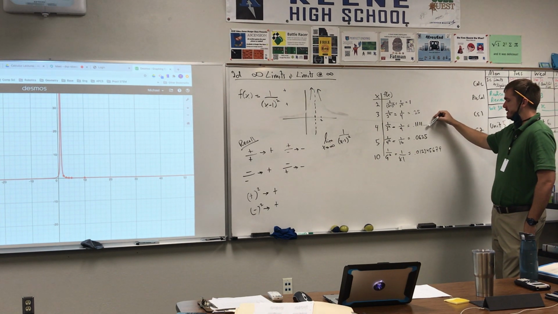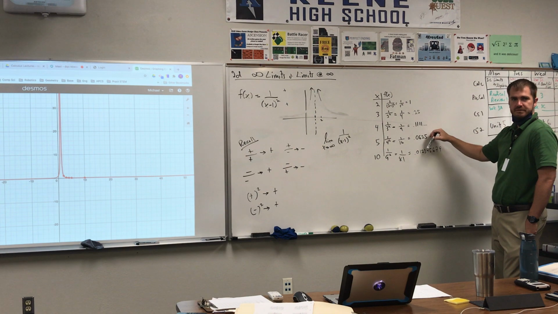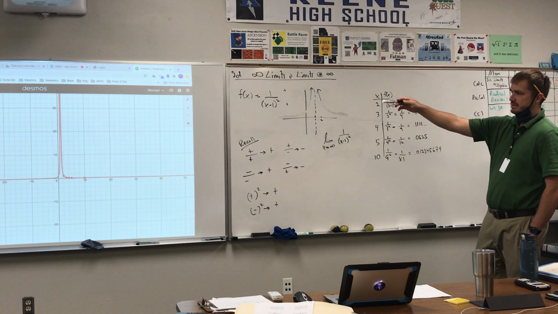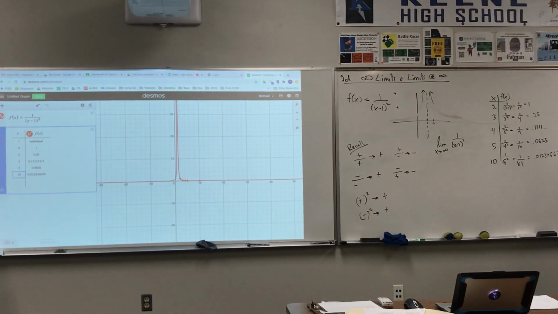Getting smaller and smaller. Getting closer to zero. Definitely seem like they're approaching 0, right? In fact, if we look at the graph, yeah, it's definitely approaching 0. Okay.